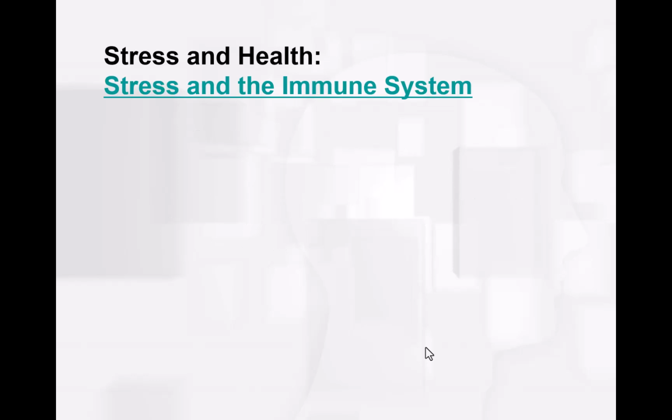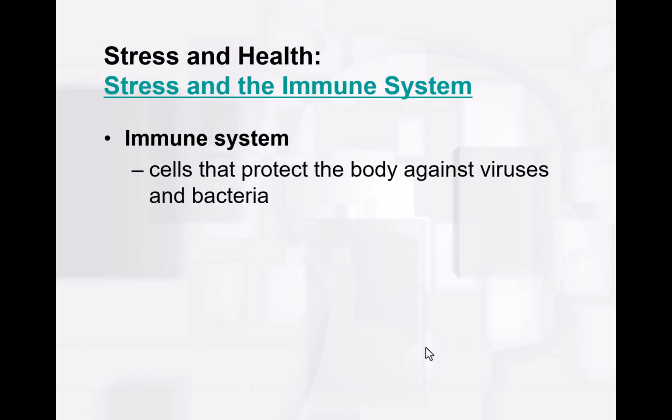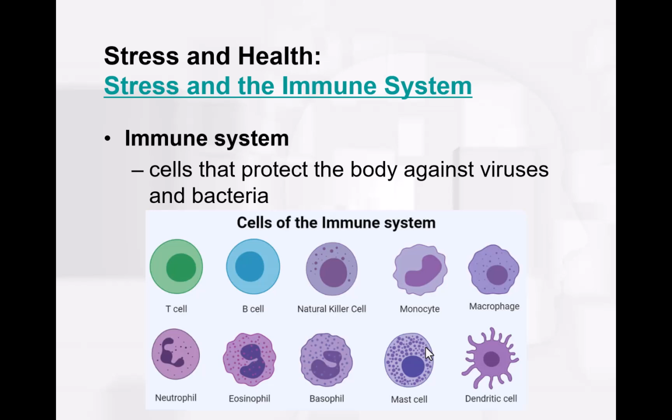Now, as we move into talking about stress and health, we need to define a few things. So the immune system are the cells that protect the body against viruses and bacteria. And here are some of the cells that are part of the immune system. Now, we're not going to differentiate between these. This is an introduction to psychobiology. You can take another course if you want to learn all the ins and outs of the immune system. But I just want you to be aware that there are different types of cells, and that not only is the immune system activated by viruses and bacteria, but that stress can also activate the immune system, and that's why we're talking about it here.